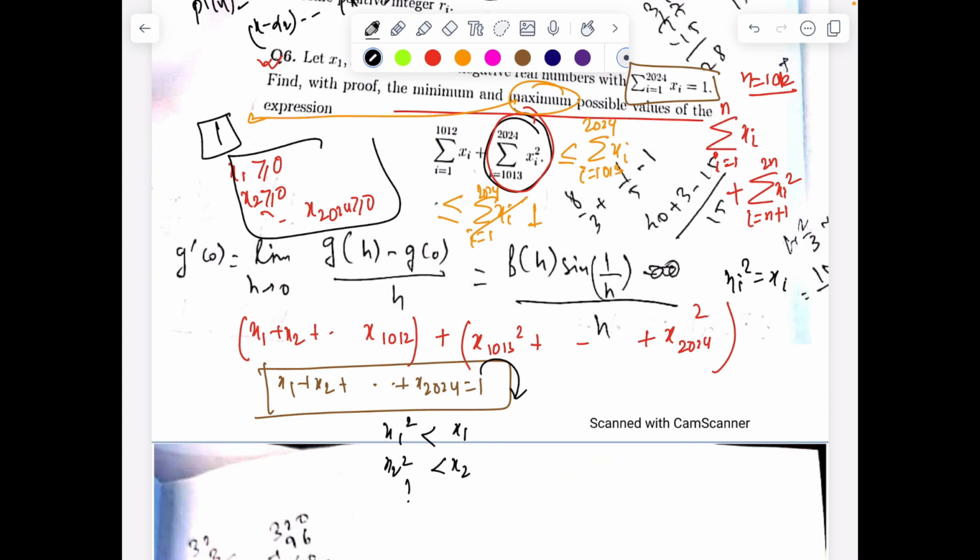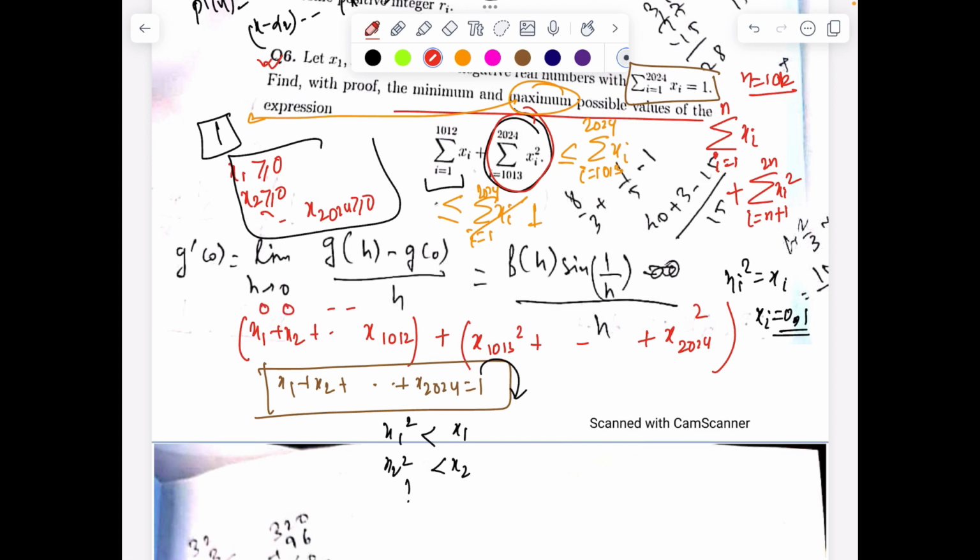And this is achieved when xi square is equal to xi. अब x square इक्वल टू x मीन्स xi either 0 हो जाएंगे और 1 हो जाएंगे. ठीक है, कहाँ से कहाँ तक? From 1013 to 2024. So there are many combinations under which we'll get the maximum possible value.